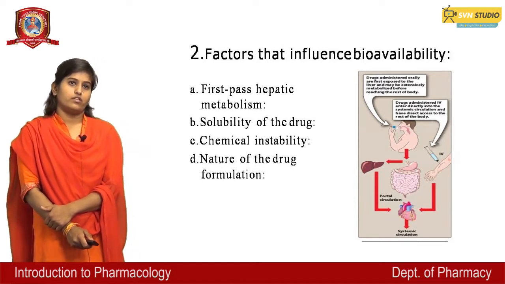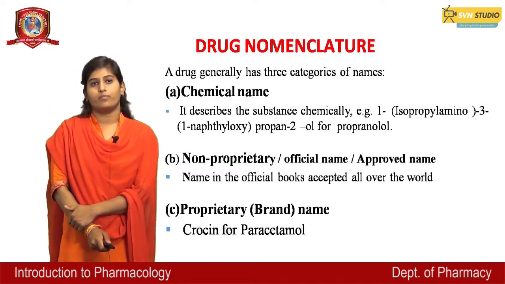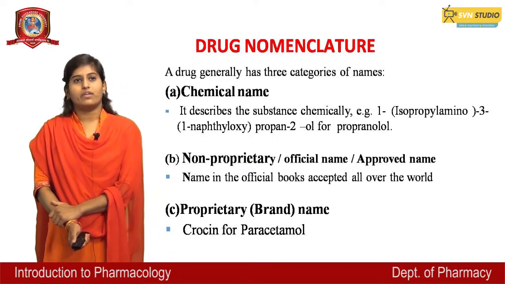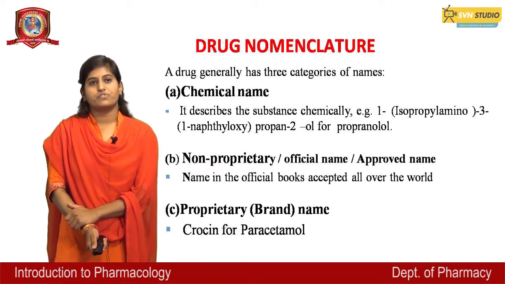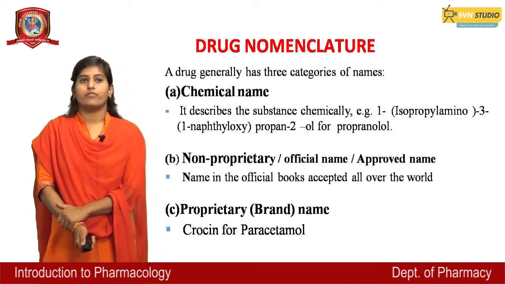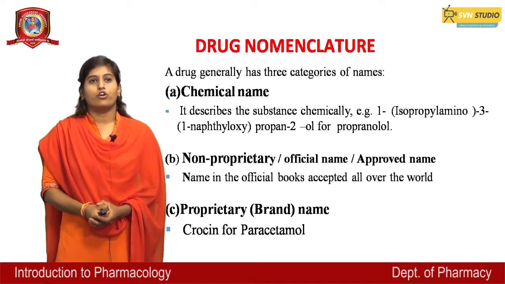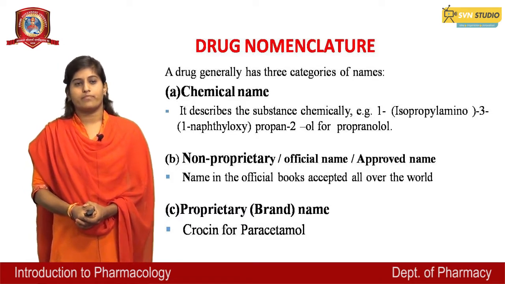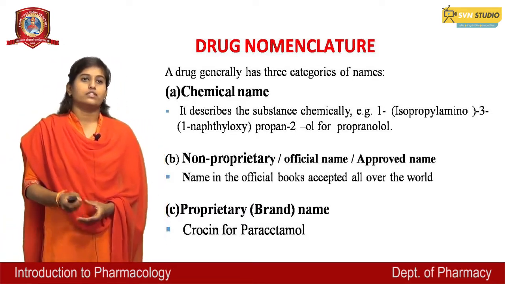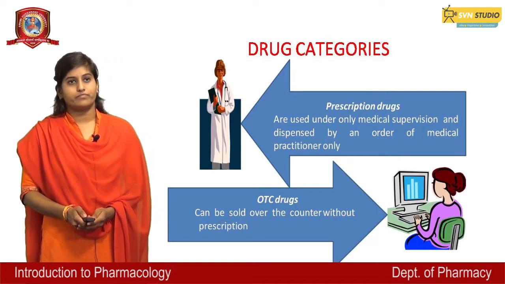Drug nomenclature. A drug generally has three categories of names: chemical name, non-proprietary, official, or approved name, and proprietary brand name. The chemical name describes the substance chemically, that is 1-isopropylamino-3-(1-naphthyloxy)-propan-2-ol for propranolol. Non-proprietary, official, approved name: the name in the official book, accepted all over the world. Proprietary, that is brand name, Crocin for paracetamol.